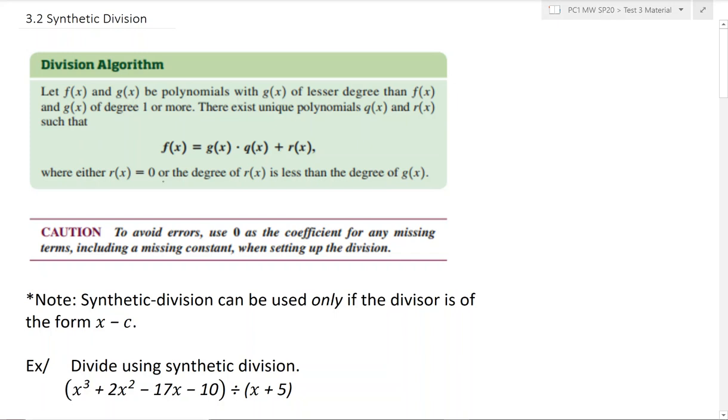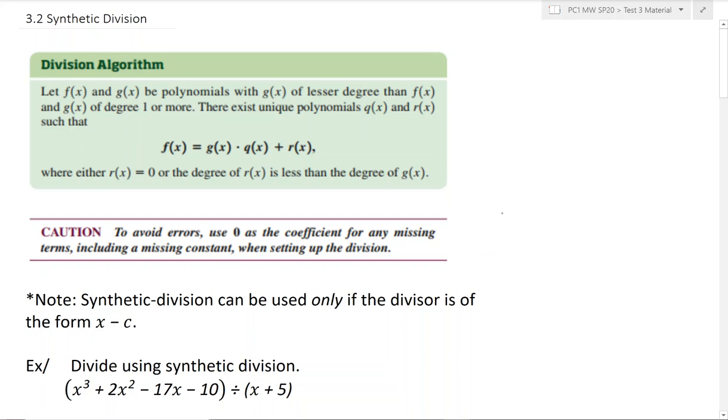Now, r of x is either going to be 0, so in other words, it won't have a remainder, or the degree of r of x is going to be less than the degree of g of x. Now, to avoid errors, we're going to use 0 as a coefficient for any missing terms, including a missing constant, when setting up the division.